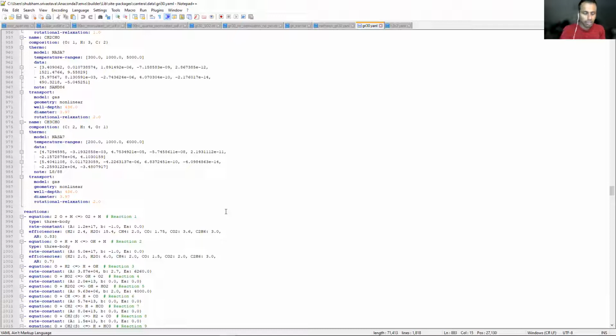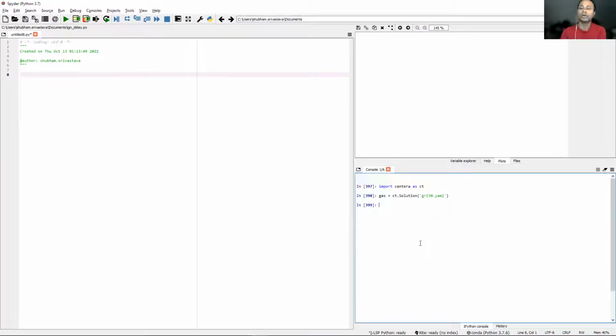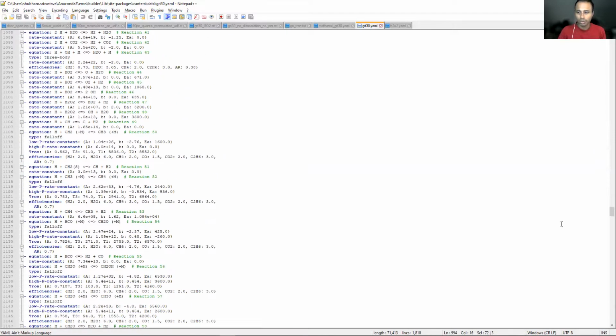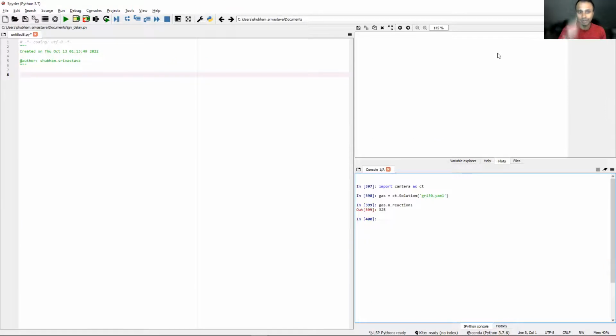Now, let's try some things in the Cantera software. If we were to find out the number of reactions in GRI, we can write gas.n_reactions. These are methods of the Solution class, and gas being an object of the Solution class, we can use these methods with the gas object. It says 325. That means the total reactions in this list, right from here all the way, keep scrolling down and down, are 325 in number. Instead of counting the reactions individually, this is a really neat and very easy way to find out.